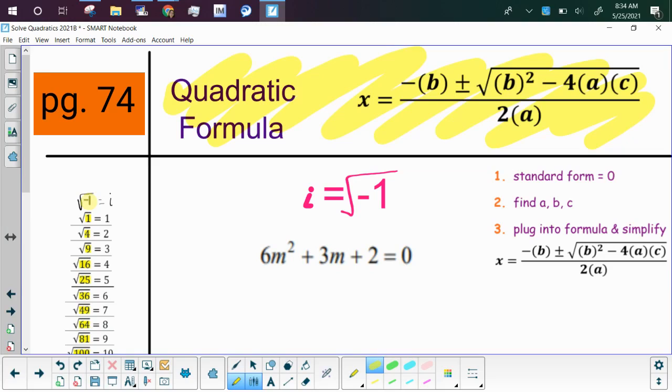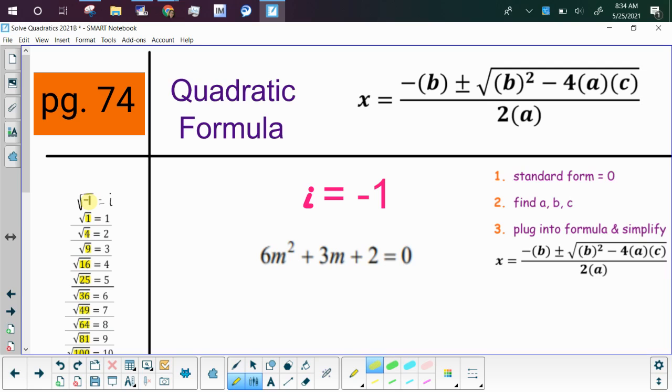Okay, we're also going to remind ourselves that i is equal to the square root of -1. Add that to the top of page 1. And just quickly jot down these steps so that we have them while we're working. So remember, standard form, which means equal to 0. We're going to find a, b, and c, and then we're going to plug into the formula and simplify. Pause your video, get all of that, come on back.